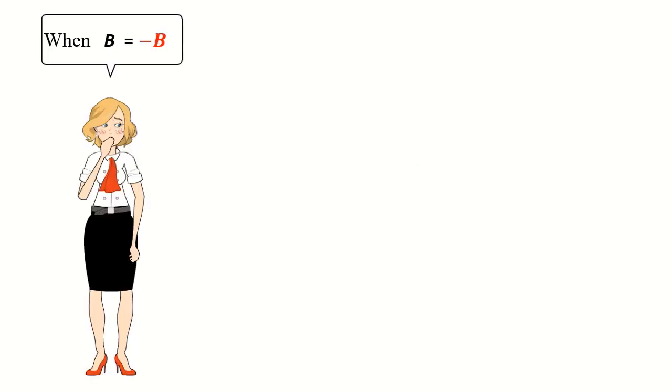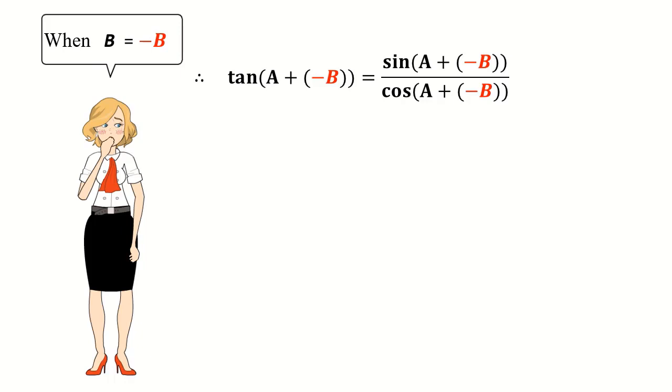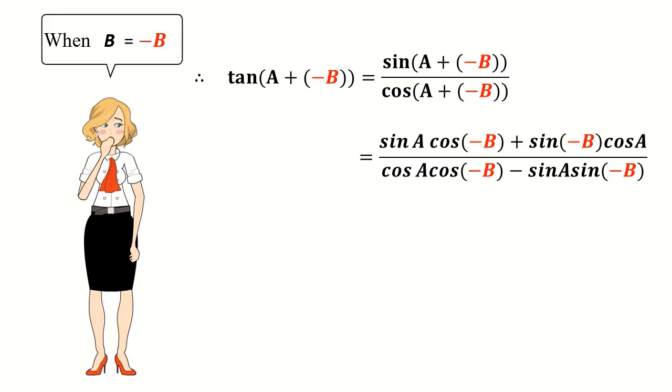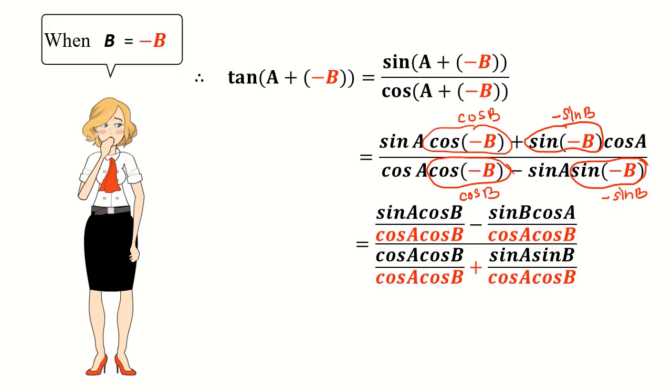When the angle B is replaced with minus B, we have the tangent of A plus minus B equivalent to sine of A plus minus B divided by cos of A plus minus B. We apply the addition formulas for sine and cosine, and we need to take note of cos of minus B equivalent to cos B, and sine of minus B equivalent to negative sine B. And if we divide both numerator and denominator by cos A cos B, we simplify.